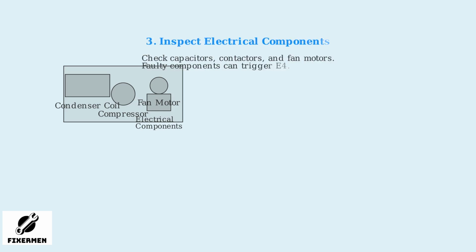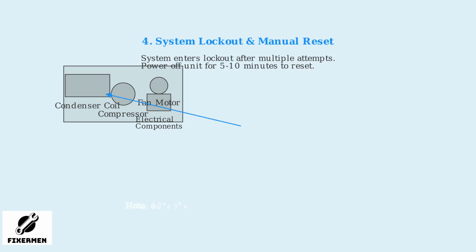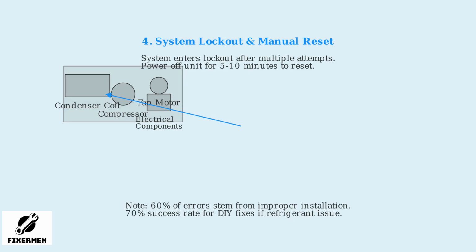Third, inspect electrical components like capacitors, contactors, and fan motors. Faulty components can trigger E4. Finally, remember the system enters lockout mode after multiple attempts, requiring a manual reset by powering off the unit for 5 to 10 minutes. Remember that experts say 60% of the errors stem from improper installation.